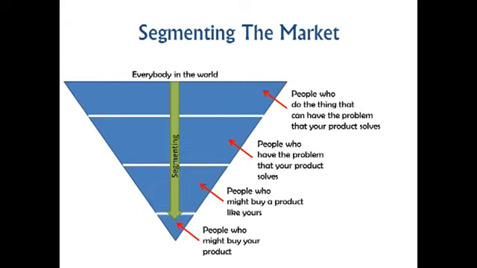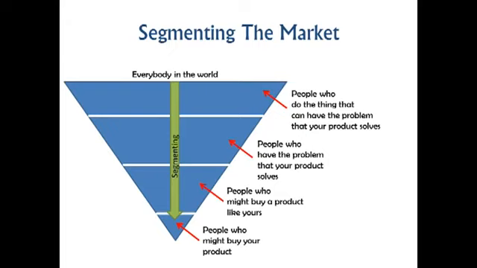The great thing is everybody starts out in the same place. So you look at the possible market and you say, hey, it consists of everyone in the world. You'd love it if everyone in the world could buy your product, but unless you're selling air or water, that's just not going to be the case. So the next thing you do is you make that a little bit smaller. You break it down to just the people who do the thing that can have the problem that your product solves.